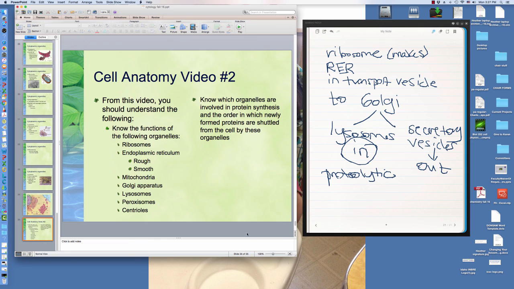So for this video, you should know the function of each of these organelles, and in regards to protein synthesis, know the function of the organelles involved in that and the order in which proteins are moved or shuttled through or by those organelles. So ribosomes to rough ER in a transport vesicle to the Golgi, and from there to lysosomes or secretory vesicles.